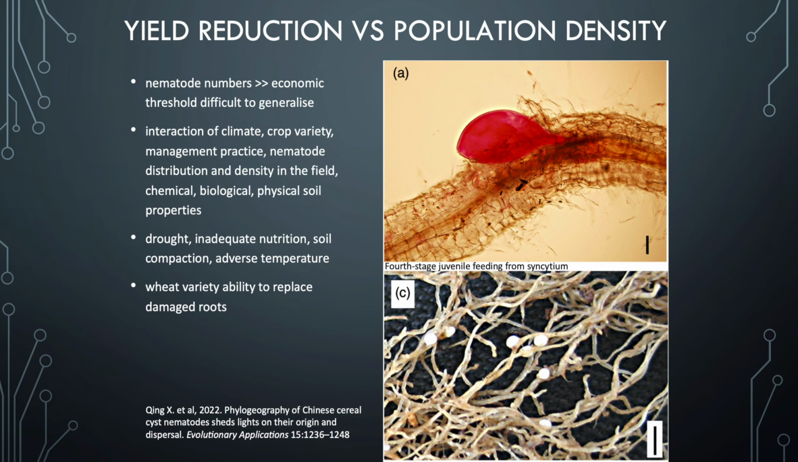Specific wheat or other cereal variety and its ability to replace damaged roots is also important. So how the plant responds really varies and depends on the cultivar and once again on very individual field soil-based characteristics. In the image on the right, we have a 4th stage juvenile feeding from a syncytium and some female cysts protruding from this affected root.